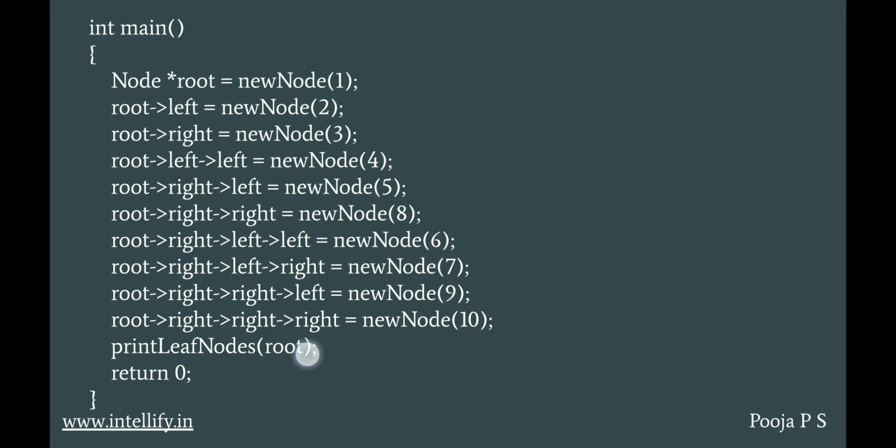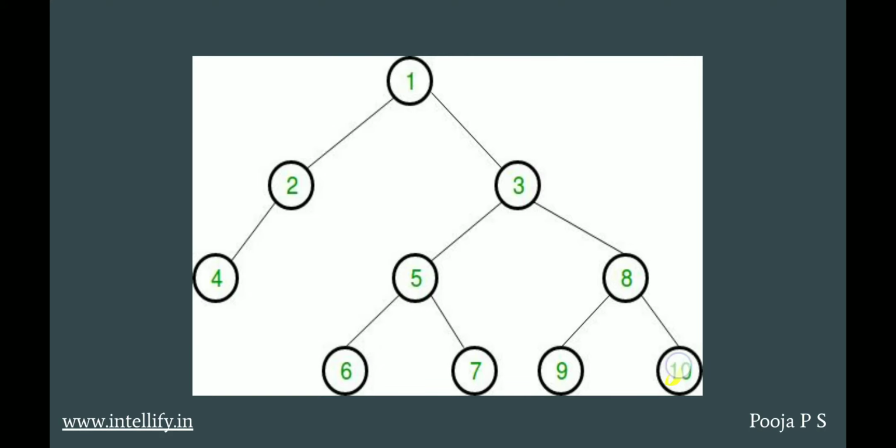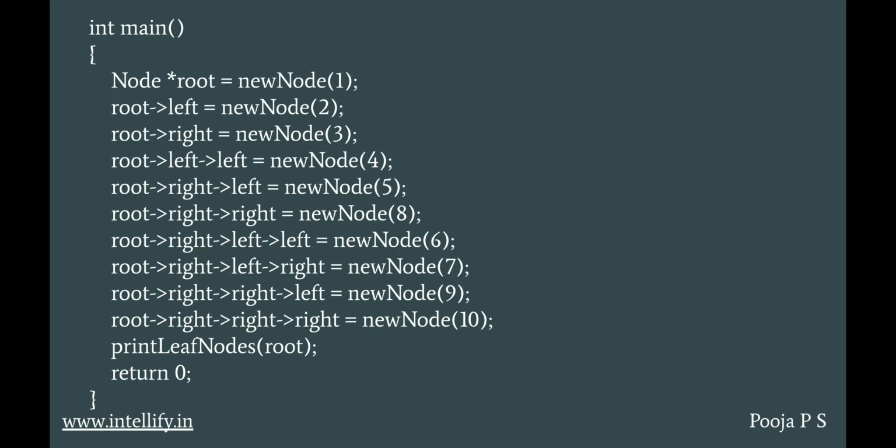Then we are calling the print leaf node function, and these leaf nodes will be printed, that is 4, 6, 7, 9 and 10 will be printed here. So this is the output that we will get: 4, 6, 7, 9 and 10.